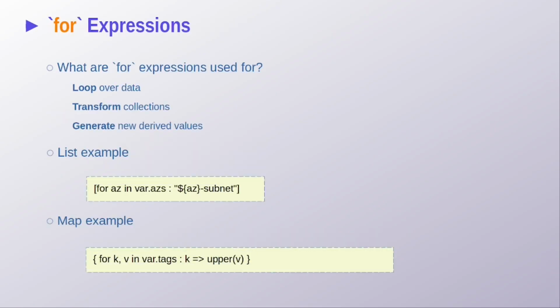For expression. What is a for expression? They allow Terraform to loop over data, transform collections, and create new values. Common use cases: subnets, security group rules, IAM permissions, naming conventions. Terraform transforms data, then uses the result to create infrastructure.